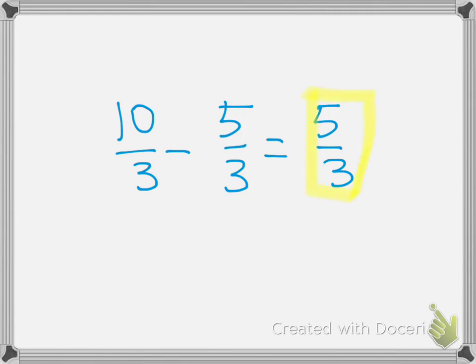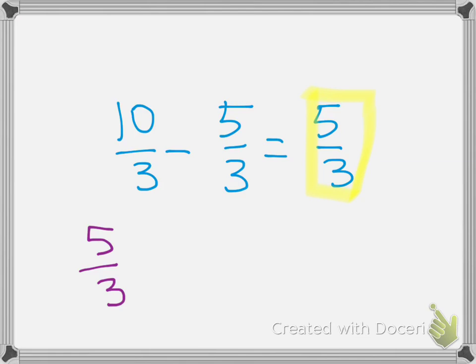Now, do you need to reduce that to a mixed number? Okay, so 5/3 turn back into a mixed number. How are we going to do that? We have 5/3. We need to make sure that our top number is no more than 3.